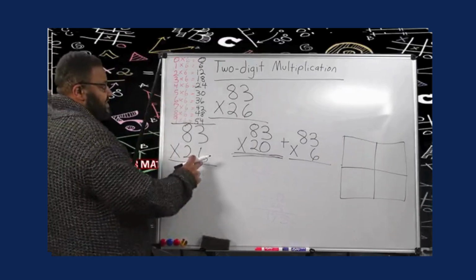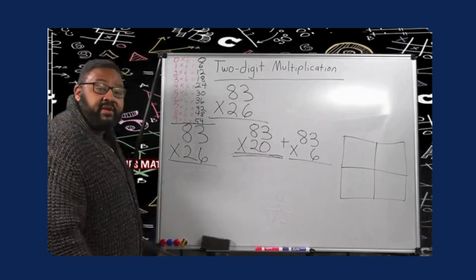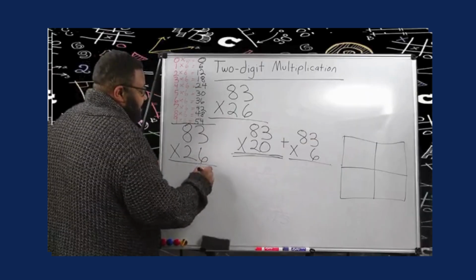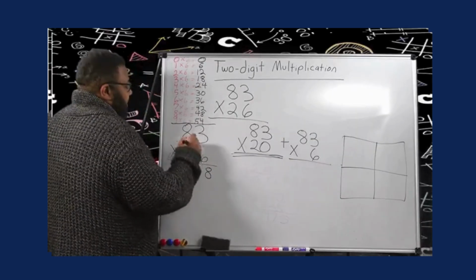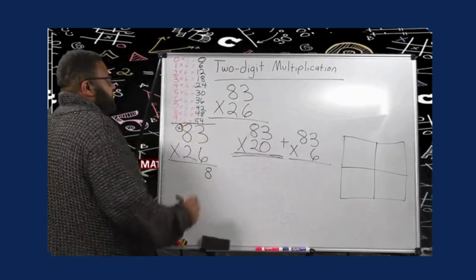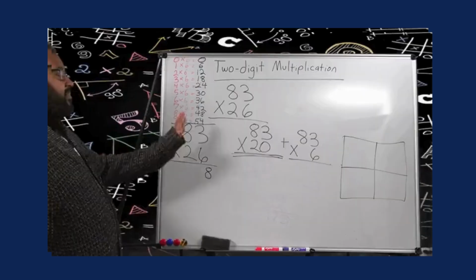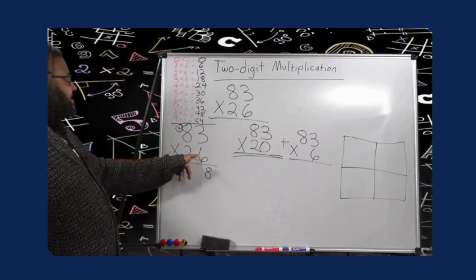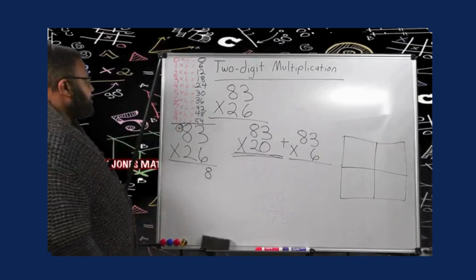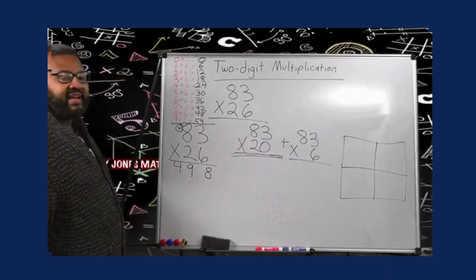And I'm going to go 6 times 3. You're going to go up and over, up and over, up and over, up and over. 6 times 3 is 18. Okay? And I'm going to carry my 1 up here, and I'm going to add it, and I'm going to circle it. Now I went up, and now I'm going to go over. 6 times 8 is 48. Plus 1 should be 49. So my first part is 498.